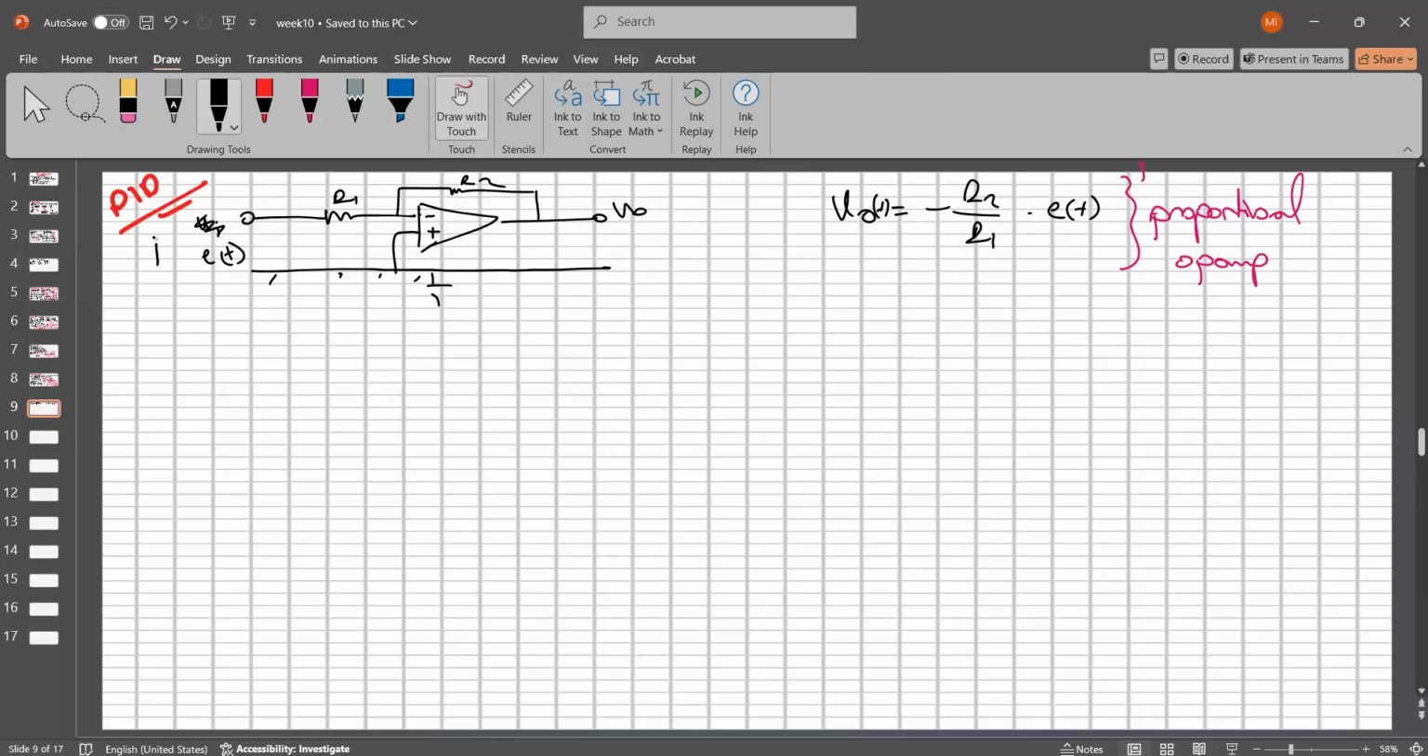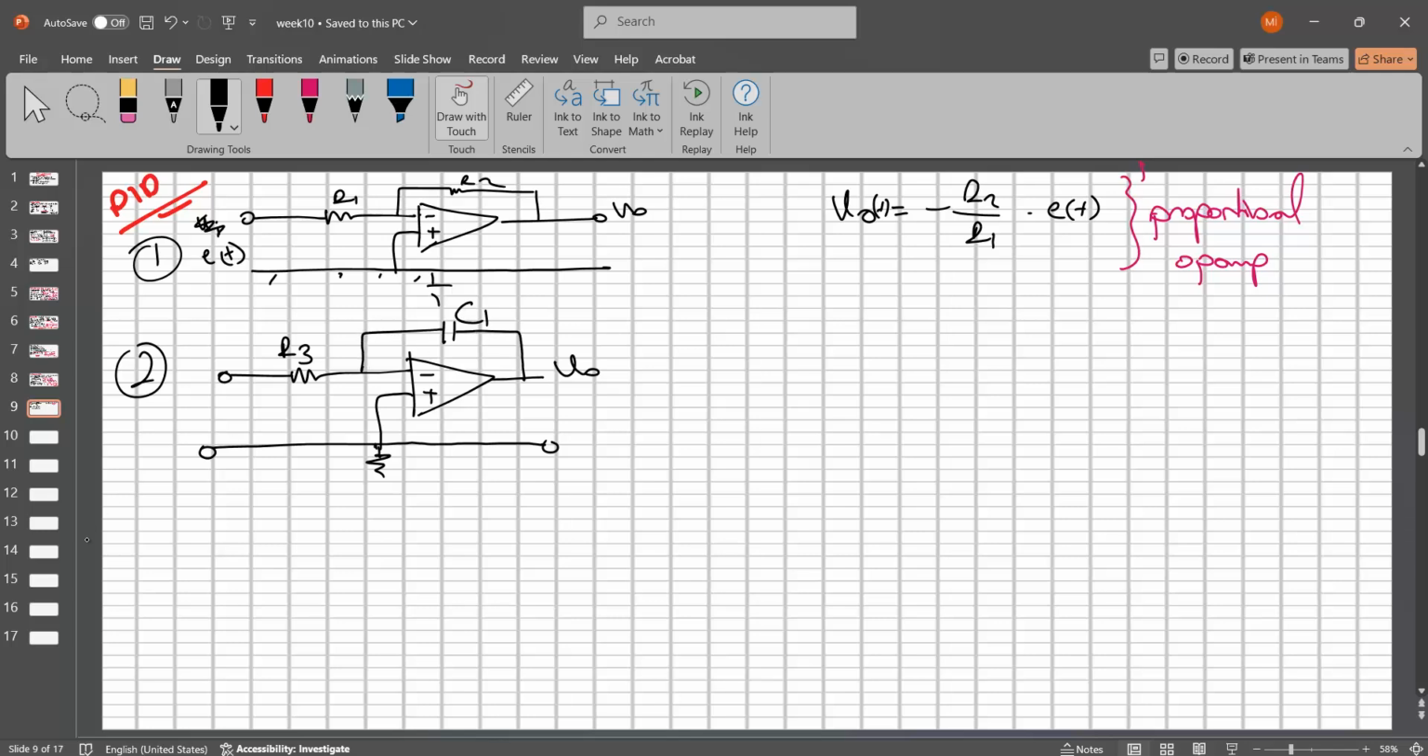This is the first one. In the second one, we can build the R3, and we can build the op-amp in here, and also this one V0. But we may use the C1 in here. Capacitance. How can we solve this equation right now?